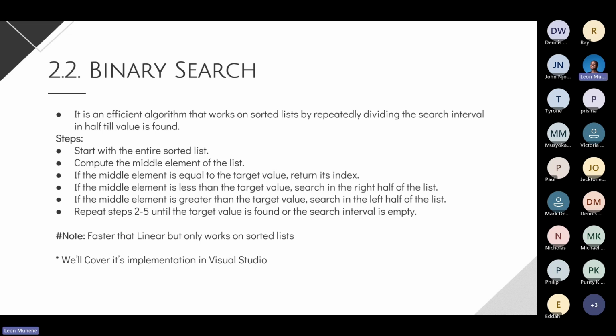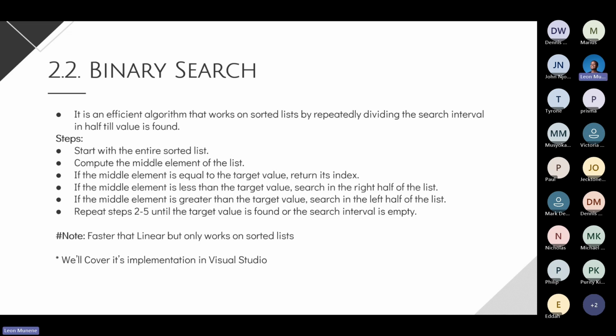Secondly, we need to compute the middle element of the list. When you divide by 2 plus 1, just find the middle element of the list. Don't worry, I'll show you the implementation of this in code. Now, if the middle element is equal to what you're looking for, you return its index. It could be done there, but most of the time it won't be equal. So, if the element is less than, you search on the right half. If it's greater than, you search on the left half.